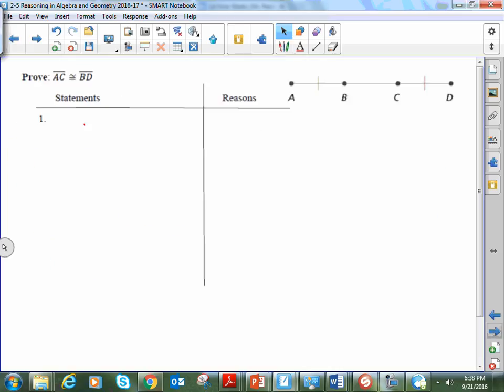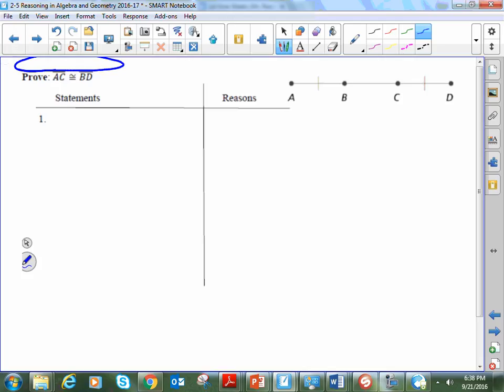So here we have our final example that we're going to look at. Now, if you notice in this one, I'm missing something. According to what I've seen in the other statements, what was the given information?